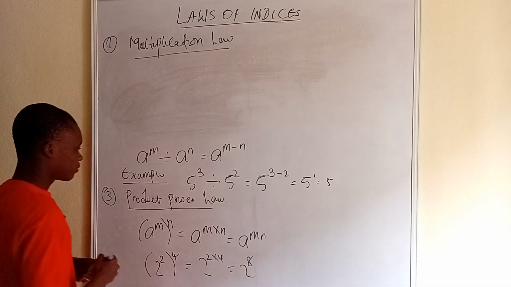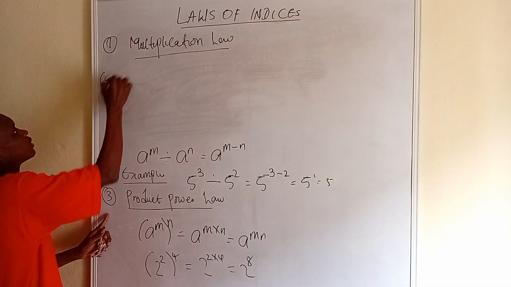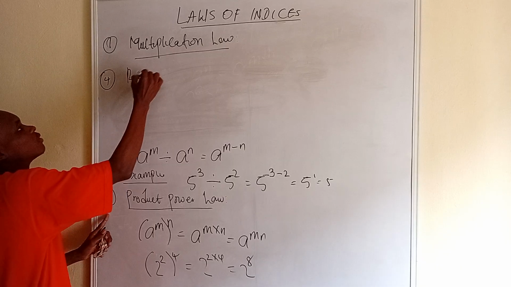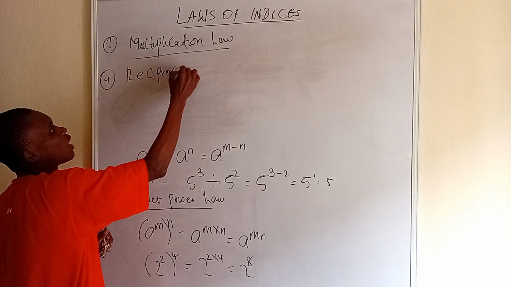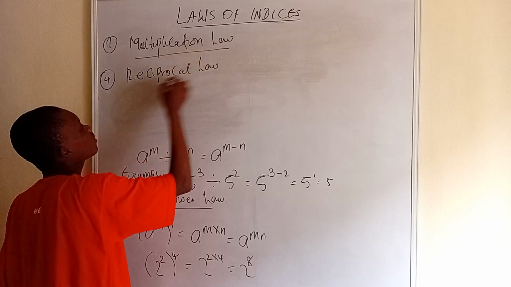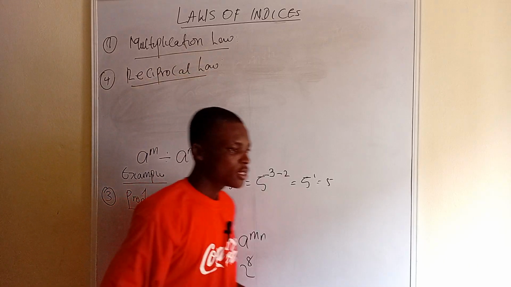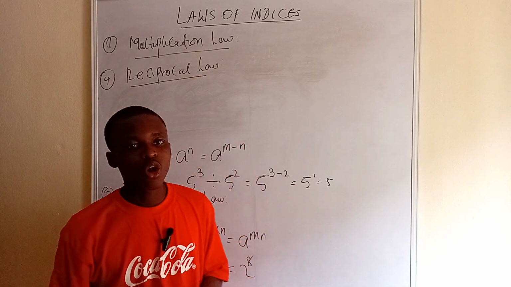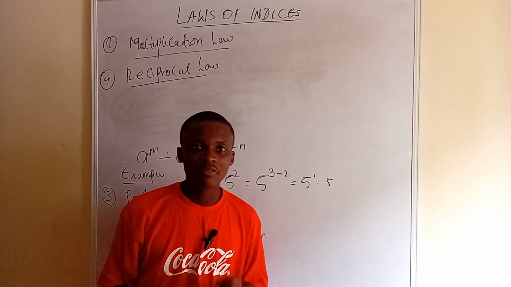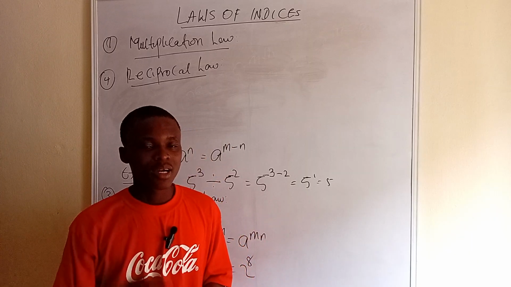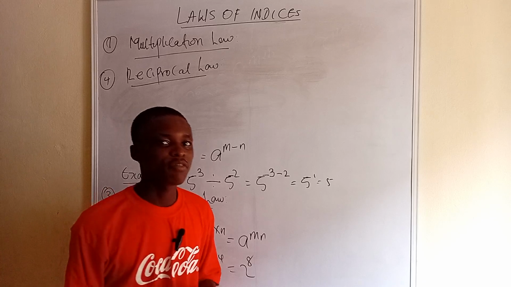Then we have the next one. The fourth one, the reciprocal law. What does the reciprocal law state? The reciprocal law states that a number raised to the reciprocal of the positive index equals that same number raised to the negative index.